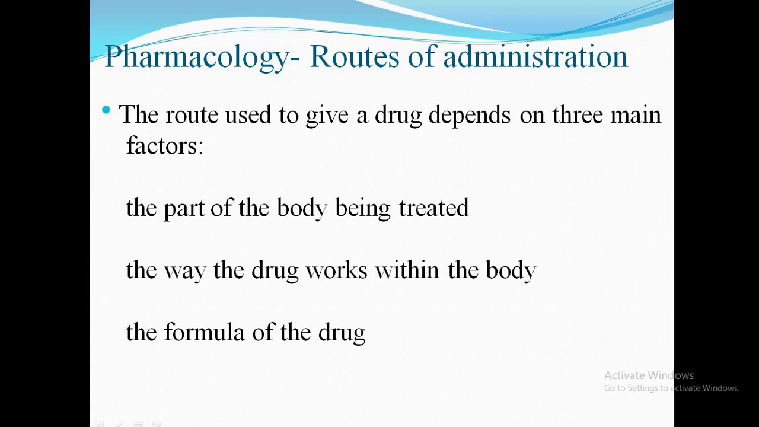From this video, we are going to see the routes of administration of drugs. The route used to give a drug depends on three main factors: the part of the body being treated, the way the drug works within the body, and the formula of the drug. So these are the three important factors that have to be considered while selecting the route of administration of a drug. Only then can we get a good therapeutic effect of a specific drug.